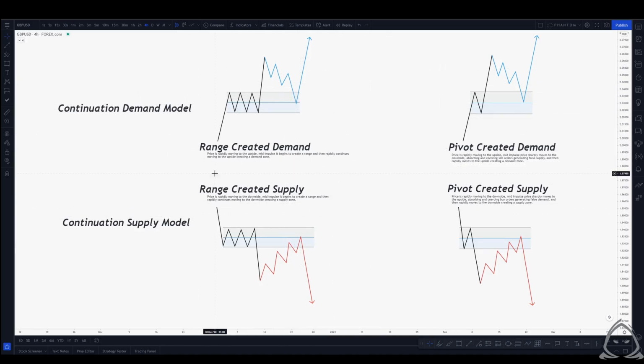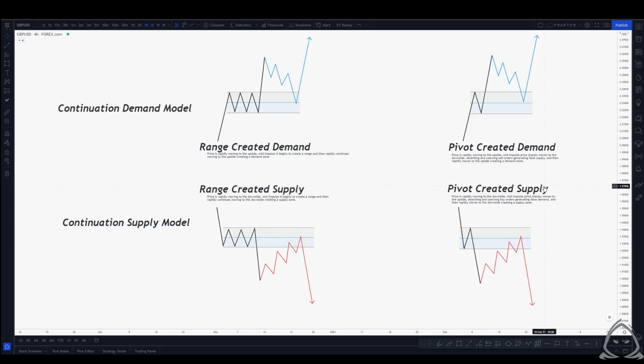And on the flip side, if we're looking for range created supply of our continuation supply model, we'd be seeing price moving to the downside rapidly. We'd see that sideways correction. And again, we'd see it expand to the downside. Again, we're not looking to trade the initial break of that range, but instead we're waiting for price to return back to the supply zone, and that's where we'd be looking for our entry.